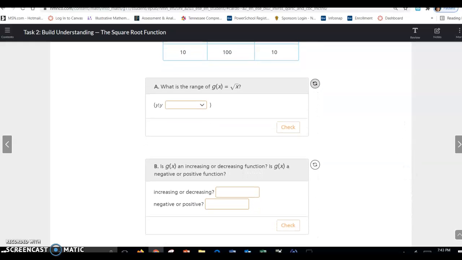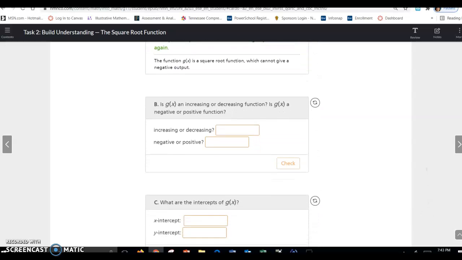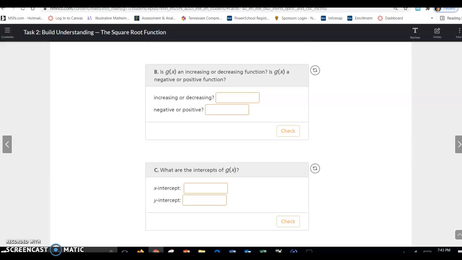All right, it says, what is the range of g of x equals the square root of x? So the range would be greater than or equal to 0. All right, is g of x an increasing or decreasing function? It's going to be increasing because we're going from 0 and numbers greater than 0. All right, it's also a positive function.